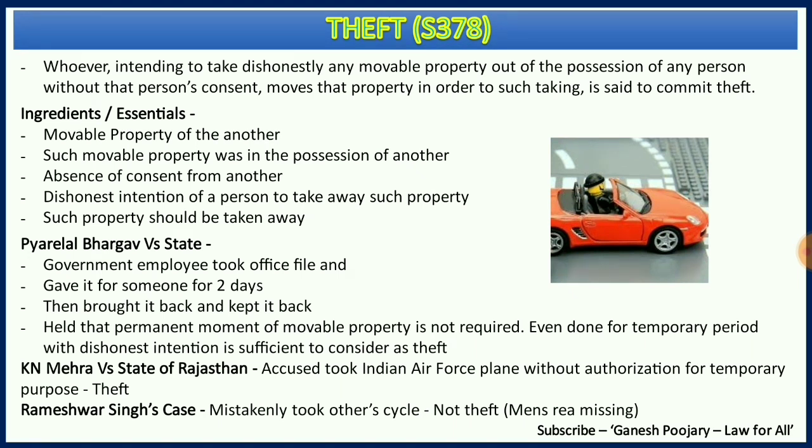Now, if you need an example, let us imagine that A has parked his car in his parking yard and B comes and takes it away. Now, B has done theft because the car is a movable property and such movable property was in the possession of A, and B, without taking consent from A, takes it away, and he has a dishonest intention to take that property with him and he takes it away. Now all of them are satisfied, so this is a theft.